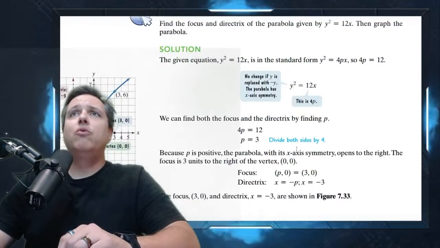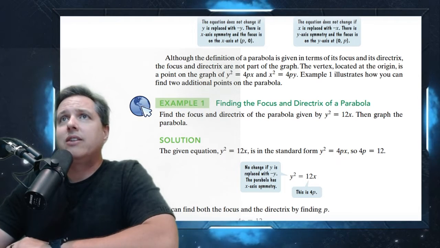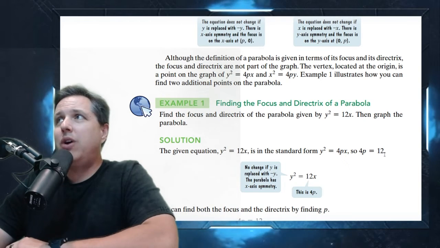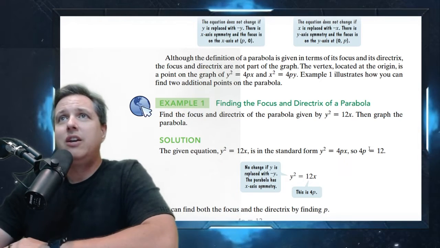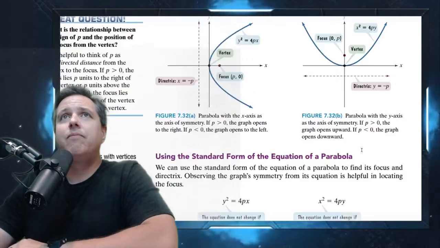So what do we do? Well, let's say we're given the equation y squared equals 12x. We have to write that in the form y squared equals 4px. So what you do is you break down your 12 as 4 times p. So 12 is 4 times 3. That tells us that our p is equal to 3.